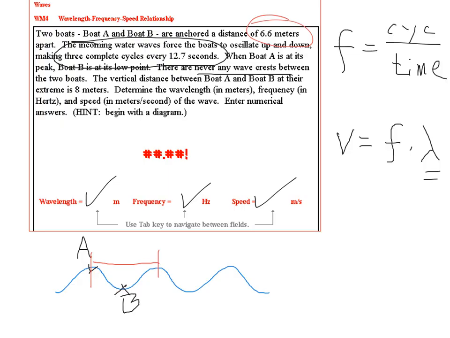Notice here too that they're going to give you some extraneous information. Do you see that the vertical distance between the boats is described as 8 meters? And that's meant to make you think, do you need the vertical distance to get a wavelength, frequency, or speed? The answer is no. That's only used for the amplitude, not relevant here. So watch out for those foolers.